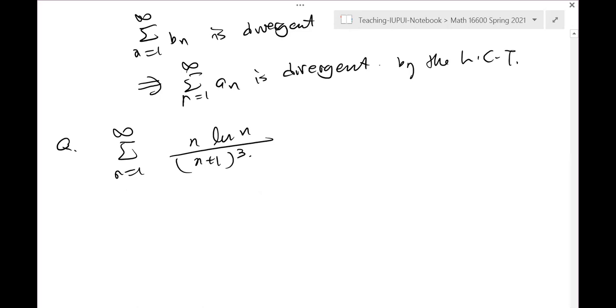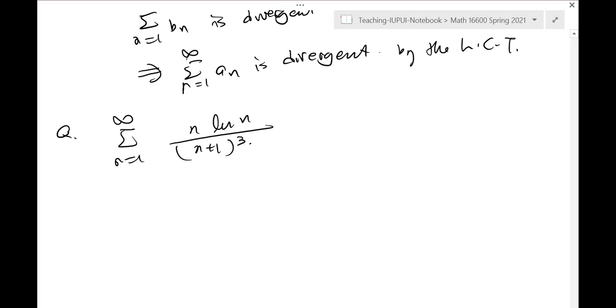I think it's convergent. Suppose there's no natural log of n. This will be 1 over n squared. Okay, almost like it, right? Now there is natural log of that, but this natural log is always less than or equal to, I don't know what. Yeah, you have to think about it, right? So use a comparison test or use a root test.